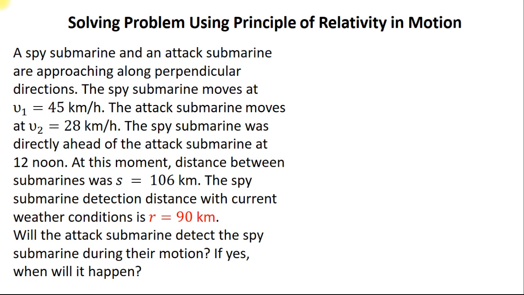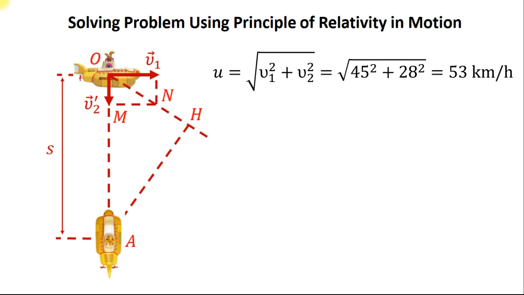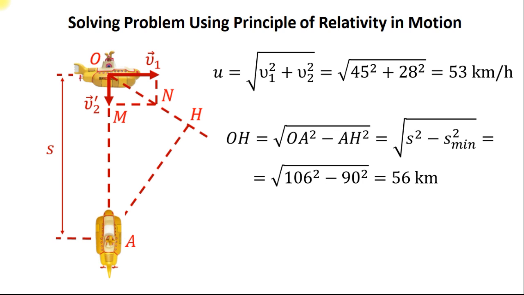So the attack submarine will detect the spy submarine during their motion, but when will it happen? It will happen when the spy submarine arrives at point H. The velocity of the spy submarine with respect to the attack submarine equals 53 km per hour. The length of OH can be calculated using Pythagorean theorem applied to the right triangle AOH. It equals 56 kilometers.